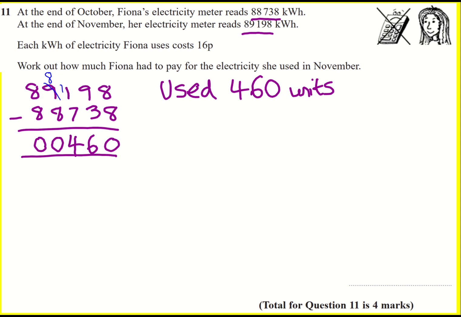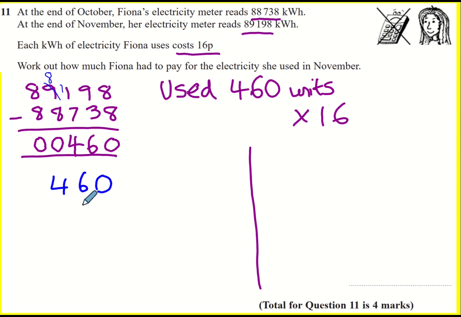460 units. Okay, but now we're told that it costs 16p per unit, per kilowatt hour used. So I need to now multiply this by 16. Now you can use whichever method you are confident doing with multiplication. I'm going to show you two methods. So I'm going to use the column method first. So you're doing 460 multiplied by 16.